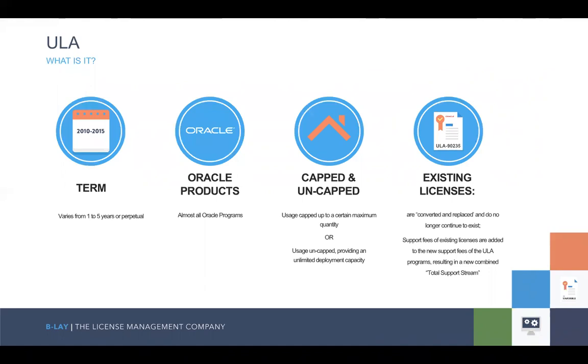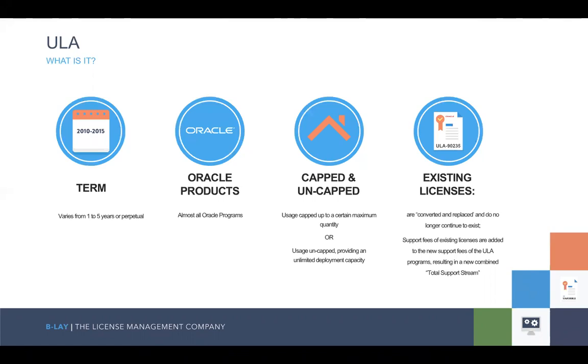So the term can be from 1 to 5 years, but typically in the last 2 years, you see a lot of push to move also into a perpetual ULA. It can be for almost all the programs. It can be for an unlimited quantity or a capped quantity. And those are the three major characteristics that you see in a ULA.